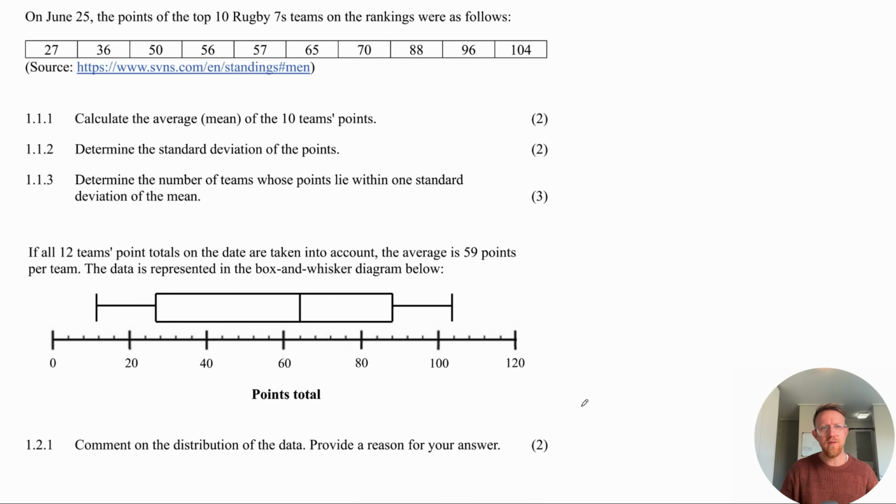On 25 June, the points of the top 10 rugby sevens teams on the rankings were as follows. First question, calculate the average.